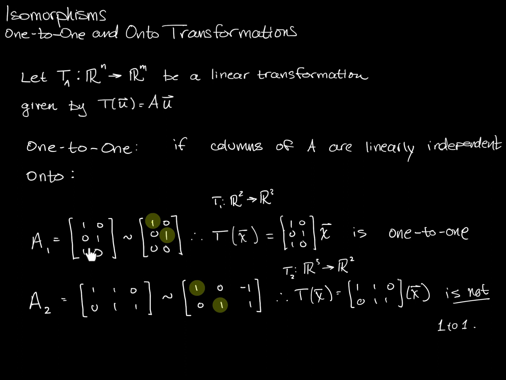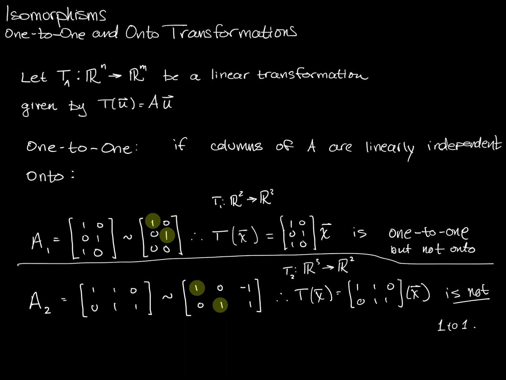Here's my matrix A for the first transformation. Here's what I get when I row reduce it. Because those columns are linearly independent, I can look at that and say it's 1 to 1. But do the columns of A span R3? Well, they can't because there are only two of them. So this is 1 to 1, but not onto. Okay, that's our first transformation.